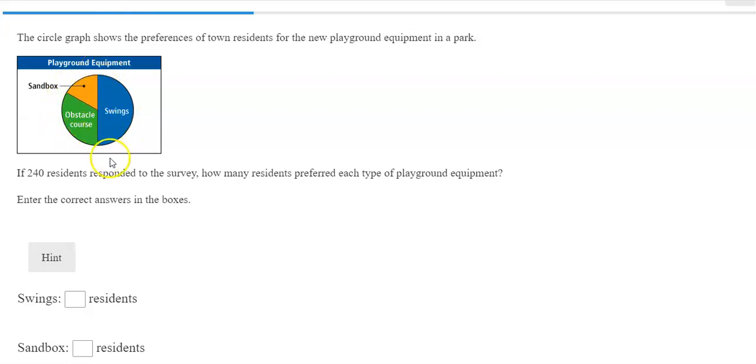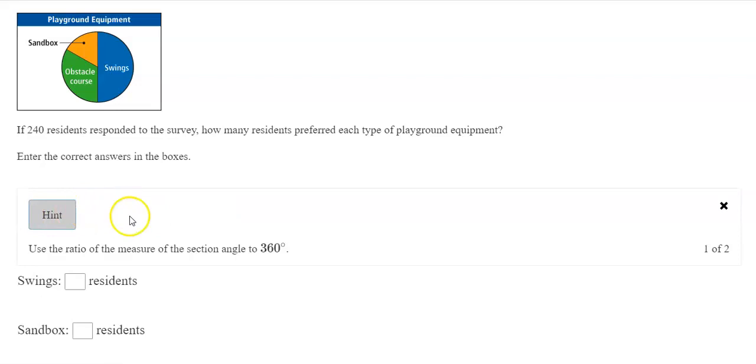So swings is half. If 240 residents respond to the survey, how many residents prefer each type of playground equipment? So our hint, use the ratio of the measure of the section angle to 360 degrees and find the equivalent ratio with a second quantity of 240 residents.